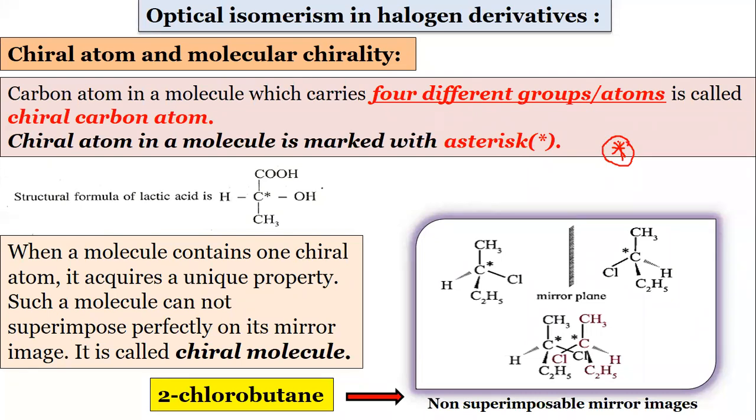So what is a chiral carbon? Remember, a carbon atom. First I will show with an example. This is the structure of lactic acid. Lactic acid has the formula, I'm writing it, please note down: CH3, C, and this is COOH, C double bond O, OH, or we can write COOH directly.